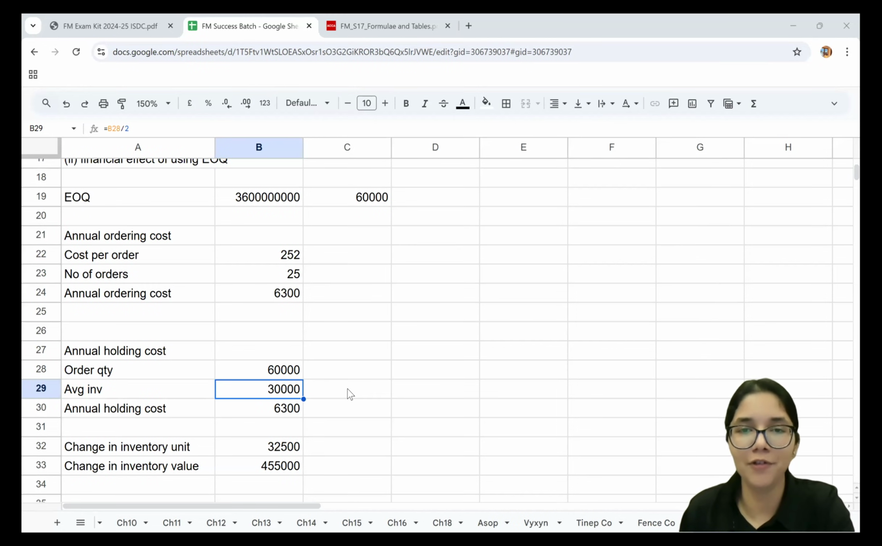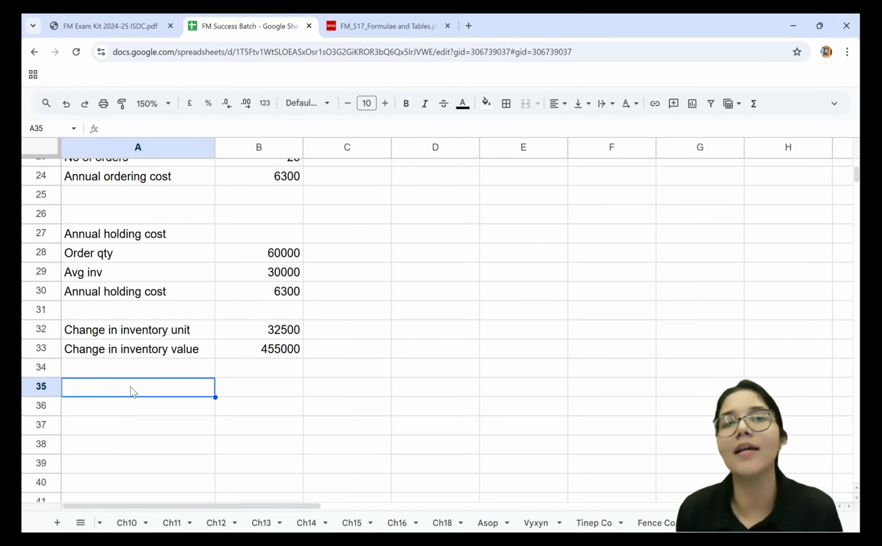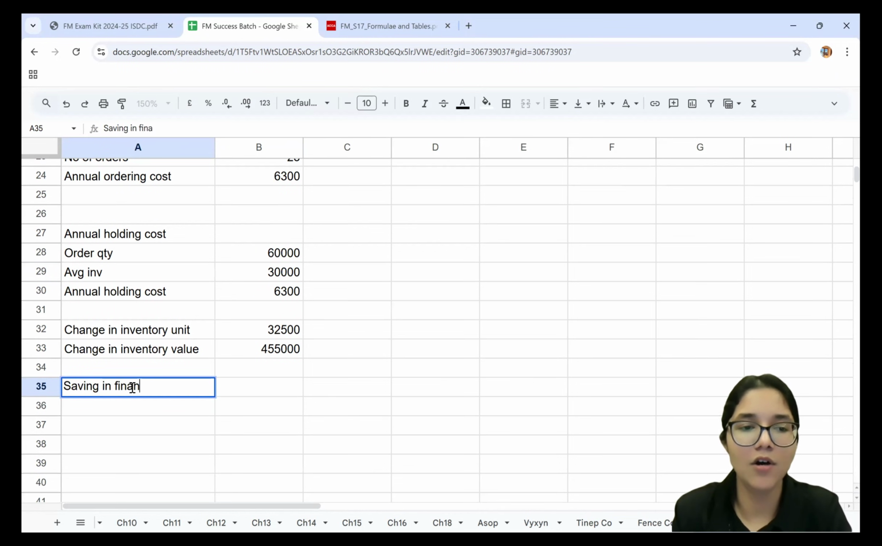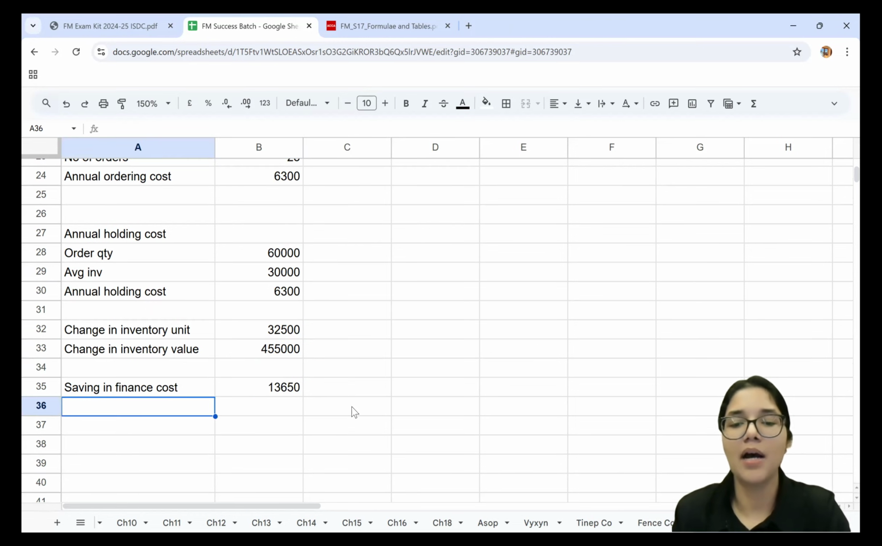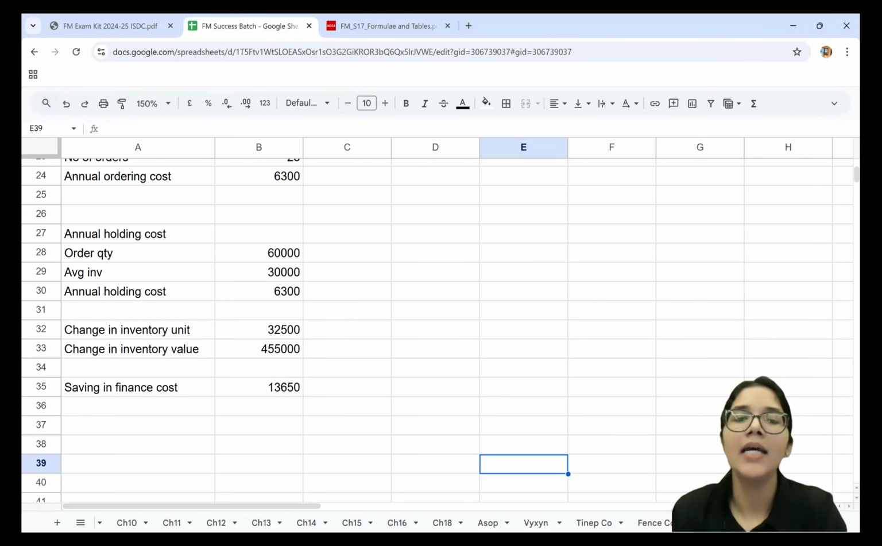What comes with overdraft? Finance. The interest, or the finance cost. So now that I'm borrowing less money, I also have to bear less interest. So how much saving do I get in finance cost? The saving in finance cost is equal to 3% of this amount, by which my inventory has reduced. So 13,650 is the amount of money I will end up saving because of this particular model being implemented.